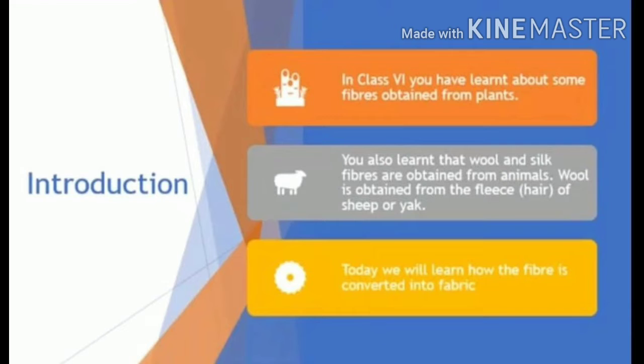In this, you have learned about some fibers obtained from plants. In addition to this, you also learned that wool and silk fibers are obtained from animals. Wool is obtained from the fleece or hair of sheep or yak. Today we will learn how the fiber is converted into fabric. So students, I will discuss this in detail.